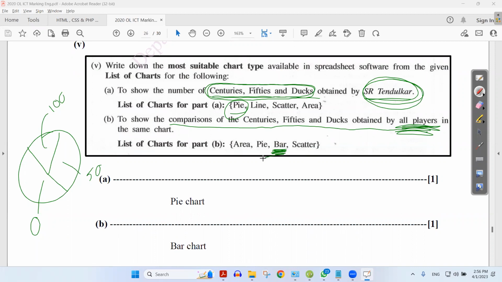So that will be all for the Excel question. See how much you got out of 10 and send me the marks as well. Meanwhile, I'm moving to the next question.